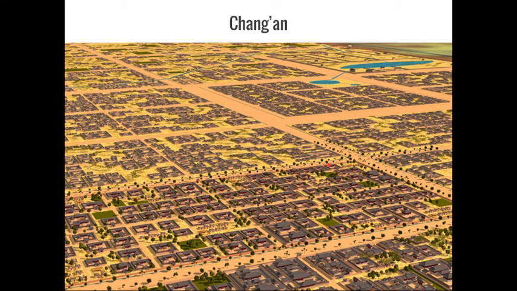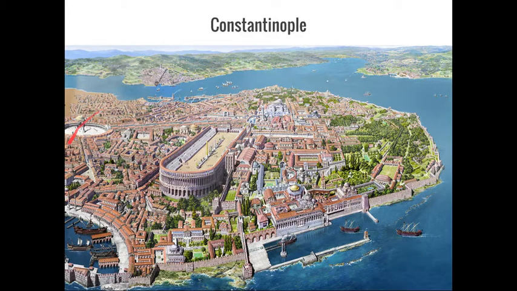This would be the city of Chang'an in China, a huge city, hundreds of thousands of people. Constantinople, same thing. And you notice how they have the same type of race. This was another Circus Maximus, or the Hippodrome was the name for the one in Constantinople. But we see this, and we see the influence of the Romans.